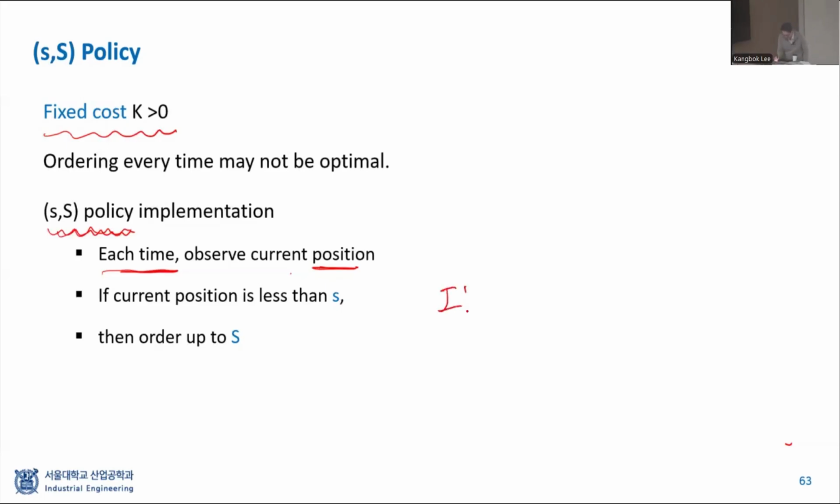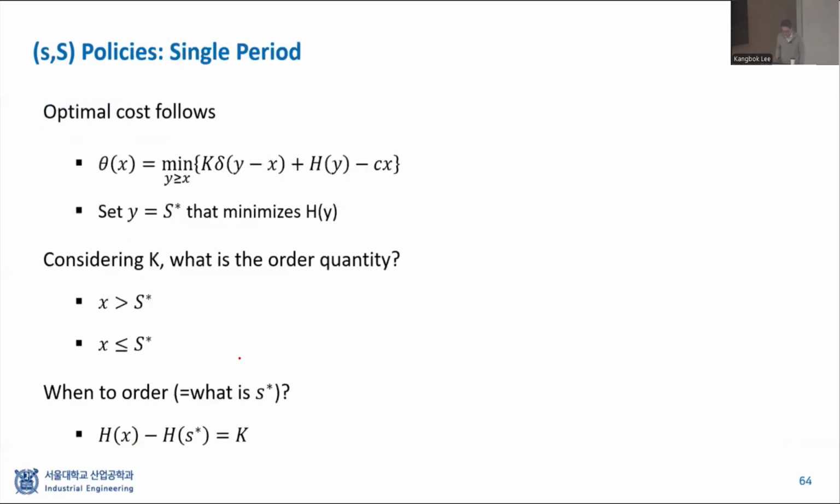So if your position is less than small s, then your order must be up to large S. That's how it works. So you basically have two parameters, small s and large S. So let's see why this kind of structure is necessary.